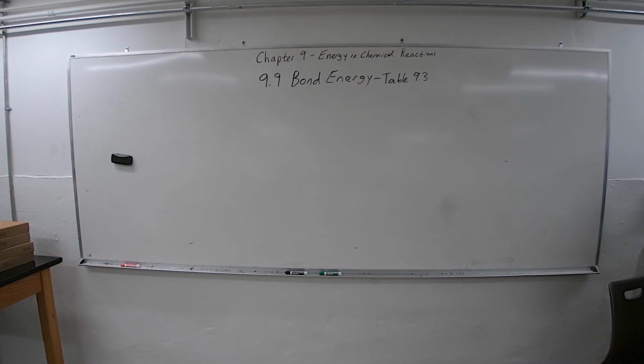The first thing I put in the new PowerPoint is this average bond energies thing, table 9.3. So this is just saying an H to H bond is 436 kilojoules per mole.